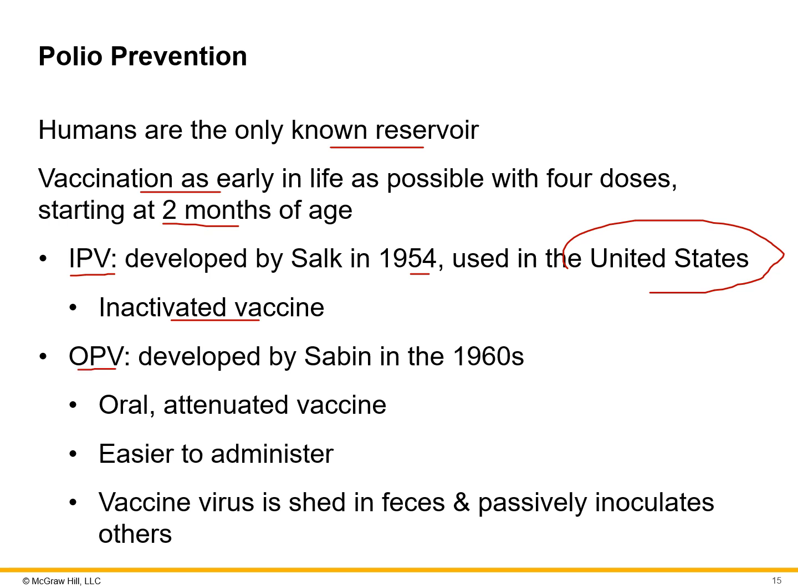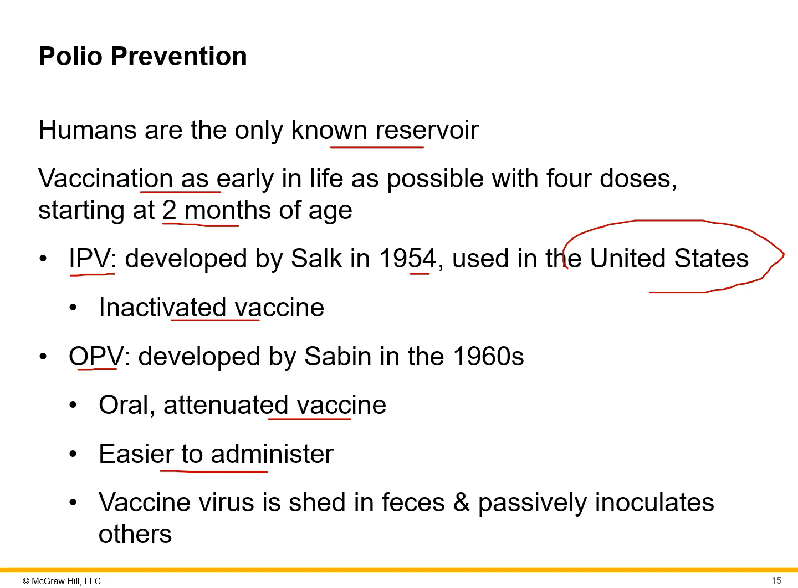There's also the oral one, and this is used more in developing countries because it is easier to administer, of course, orally versus an injection that's needed for the inactivated one. It's an attenuated vaccine, so that means that, again, it's been weakened, but it still could cause an infection, especially in those who are immunocompromised. So that's the reason that we don't use it in the US, because the IPV is available and just as effective.